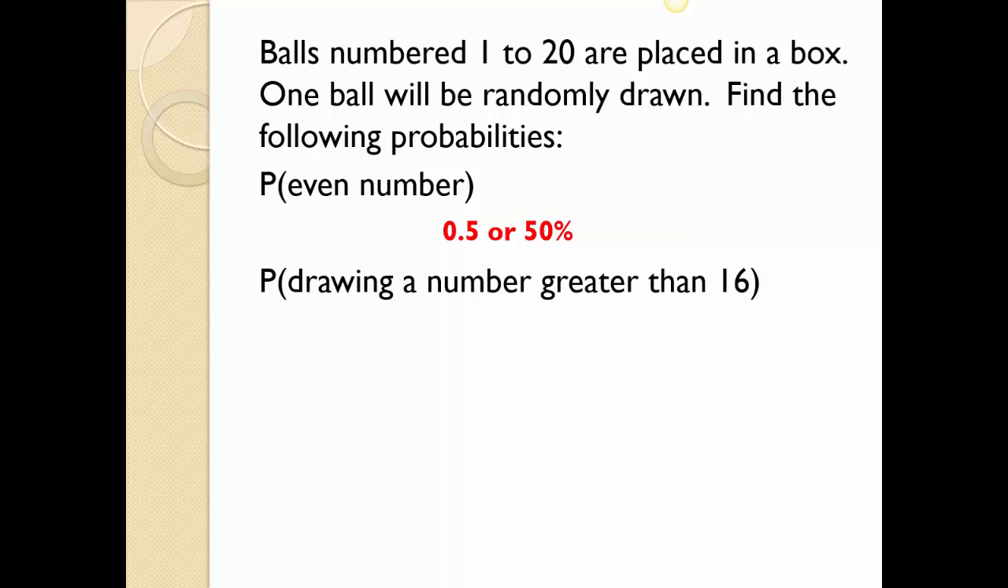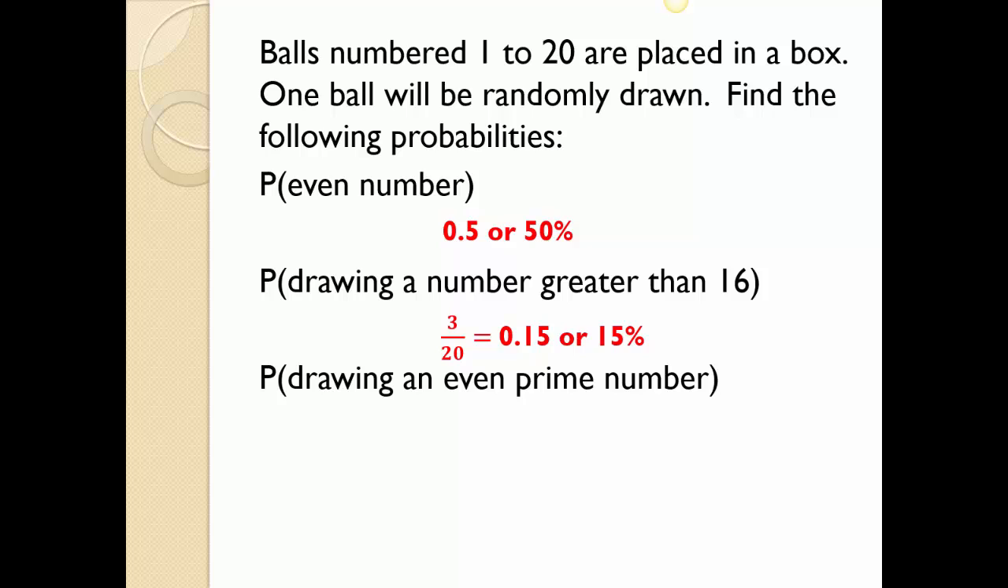What's the probability that we draw a number greater than 16? Okay, there are 3 numbers. Actually, there should be 4 numbers. It should be 4 out of 20. It should be 20%. I will fix that. It should be 4 out of 20 because the numbers are 17, 18, 19, and 20.